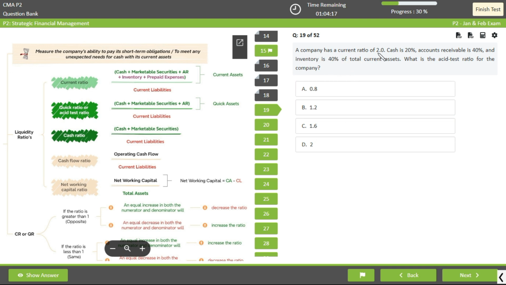A company has a current ratio of 2. Cash is 20%, accounts receivable is 40%, and inventory is 40% of total current assets. What is the acid test ratio? So here they are asking for the acid test ratio. We know the formula for the acid test ratio. The current ratio is given as 2. So let us assume certain numbers.